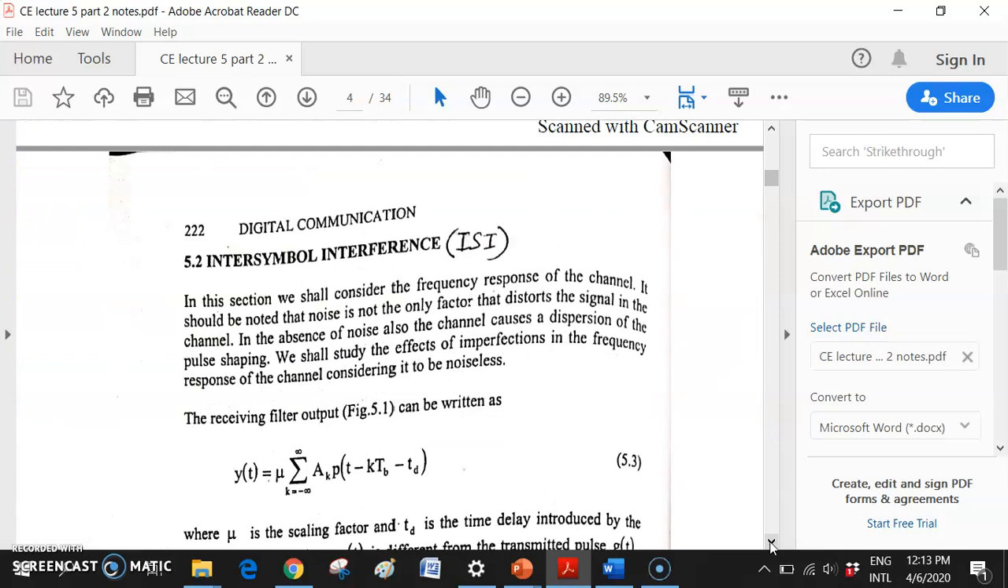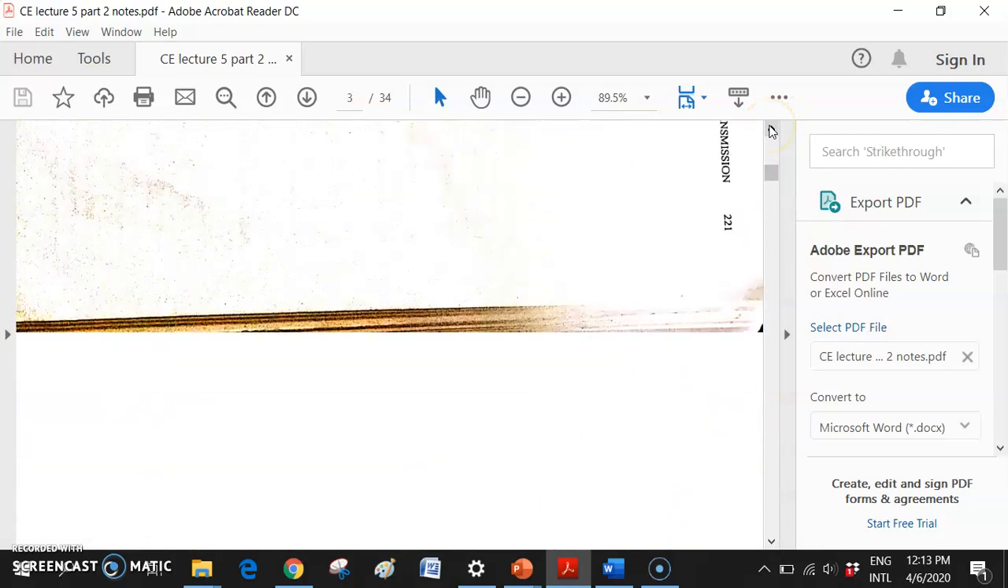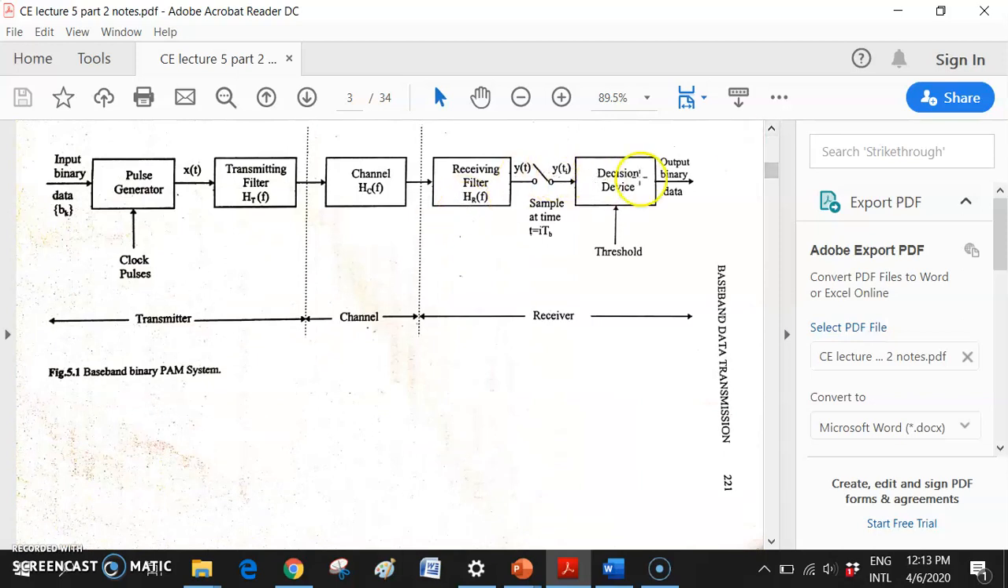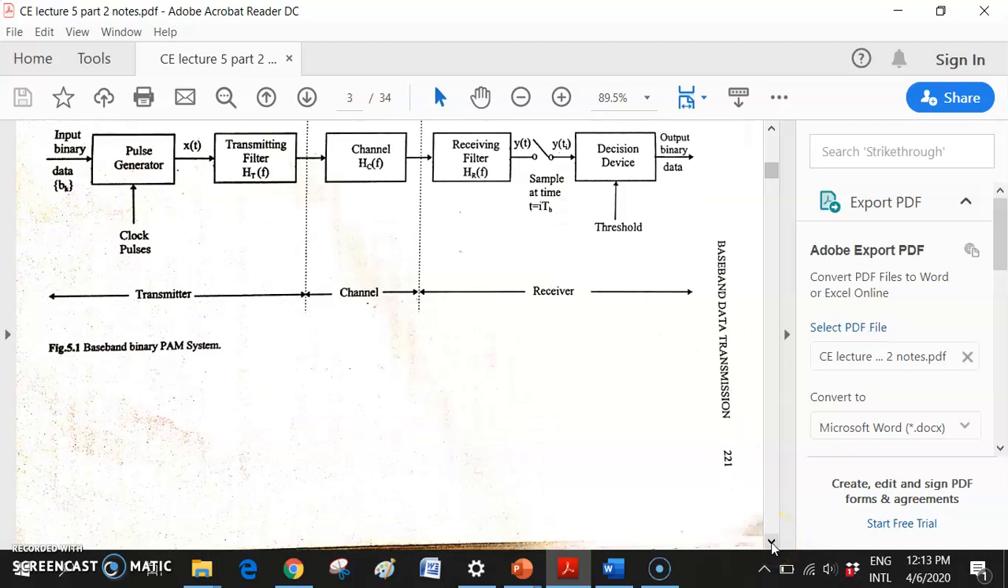After YKT, there will be a decision making unit, and then decoding of the data. So first of all, the data will come from the channel and be received by the receiving filter, which will filter out the unwanted frequency band elements. The filtered output is this one. Then it will go to the decision device, and subsequently to the decoder portion.